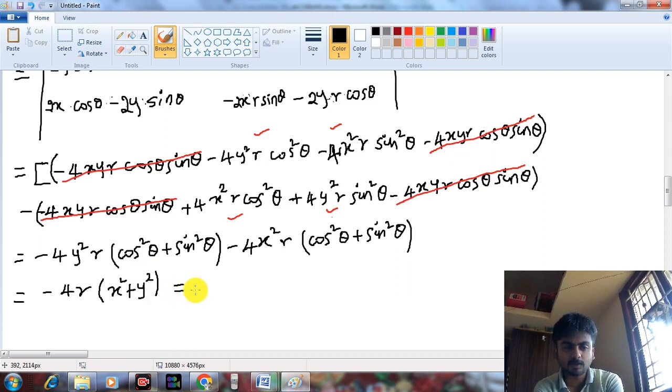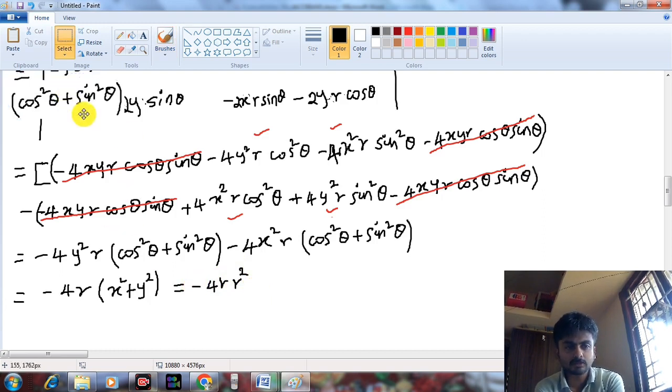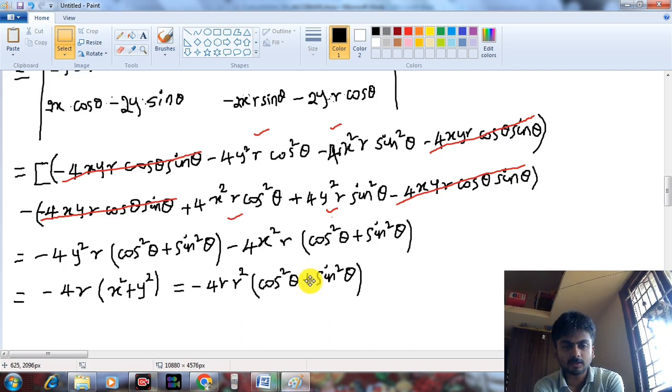That is equal to, since x equals r cos theta and y equals r sin theta, minus 4r into r square taken commonly outside, r square into cos square theta plus sin square theta. That is r square cos square theta plus r square sin square theta. This becomes 1, and so our result is minus 4r cube, which is our result.